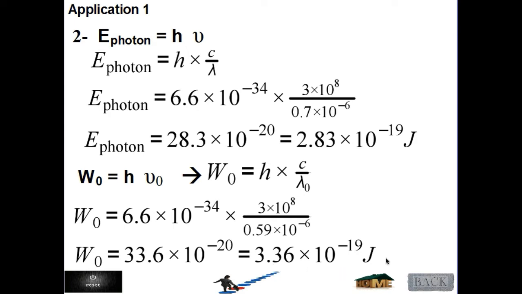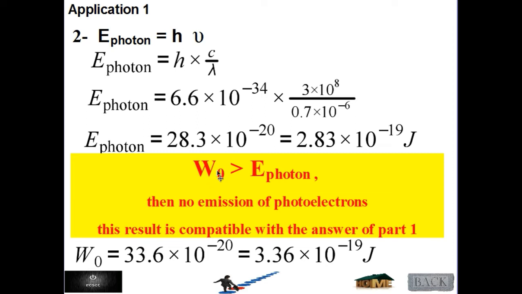We can conclude by comparing the energy of the photon and the work function, where the work function is greater than E photon, 3.36 greater than 2.83. Then no emission of photoelectrons. This result is compatible with the answer of part 1.